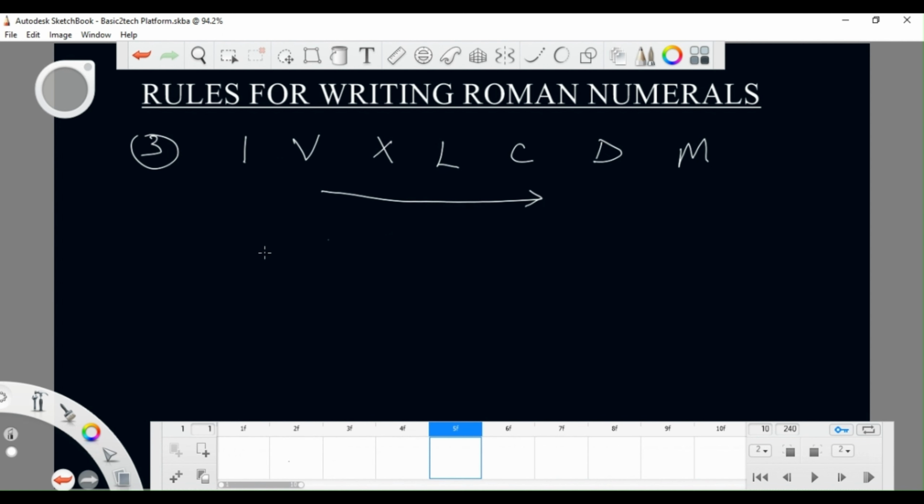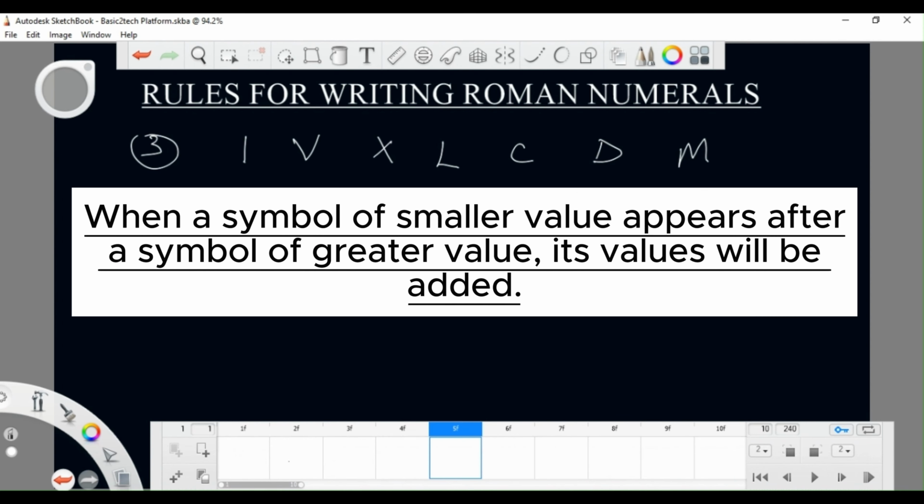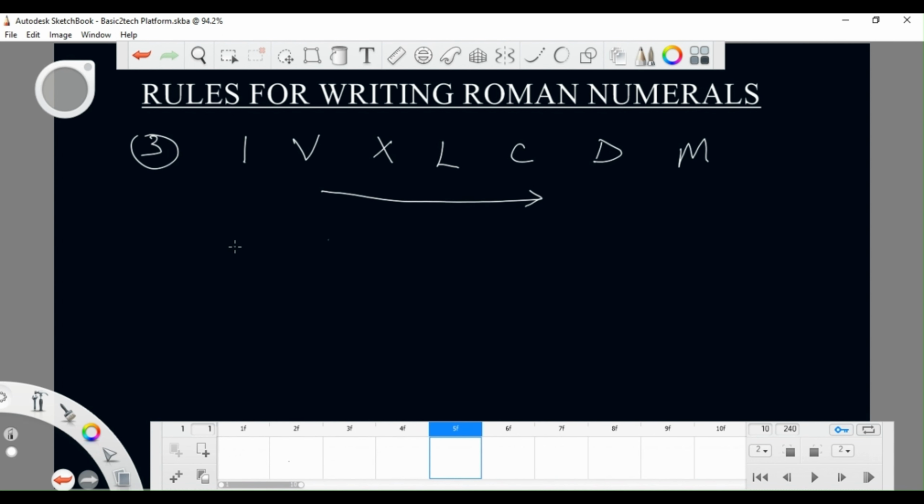So rule number three states that when a symbol of smaller value appears after a symbol of greater value, for example, if we have VI, as you can see, I is a smaller value. So when a smaller value appears after a larger value, we add. So that means VI, V is 5 plus I is 1. So that gives us what? 6.